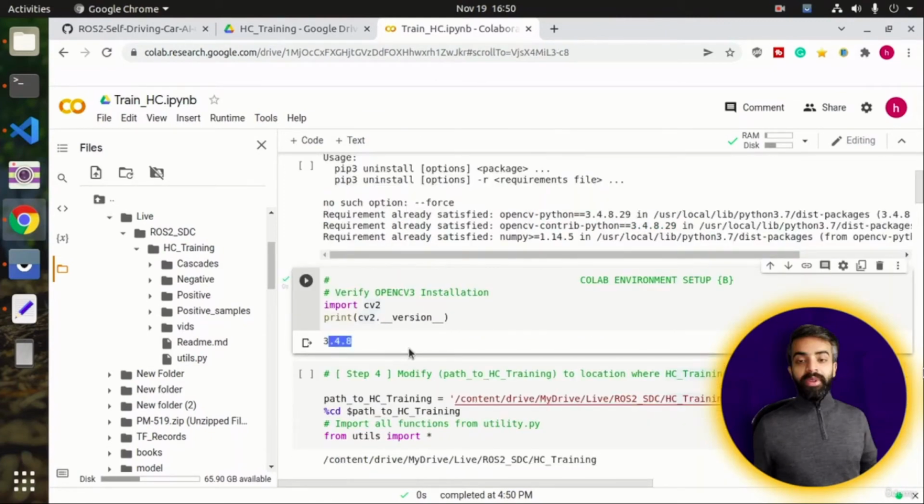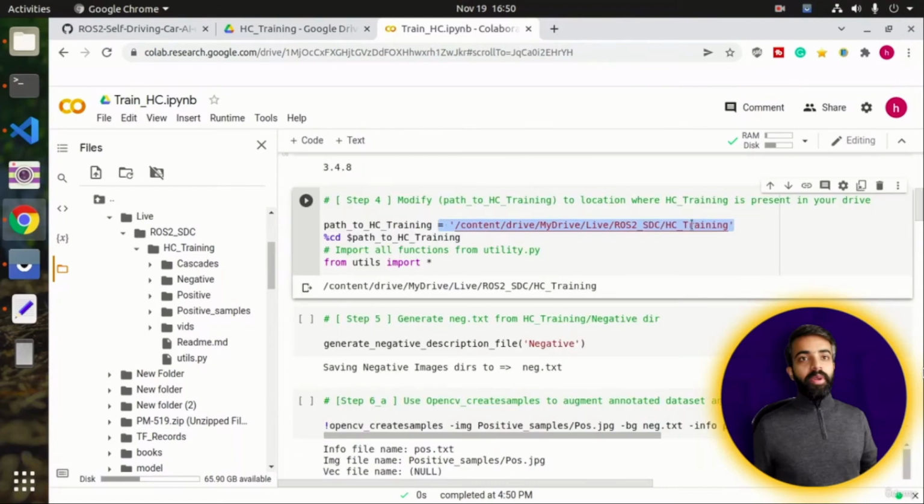Now we can navigate to the next step, which is step 4, that is, navigate to the path to training, the Haar cascade training. This will be different depending on where you have installed or copied over this folder for Haar cascade training, so change it for your particular setup. If I execute this, it simply navigates to that folder, which is this folder inside my drive, and then it executes from utils import all the functions inside that utility file.